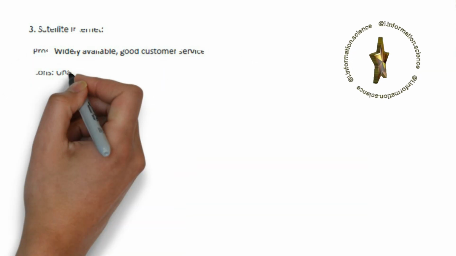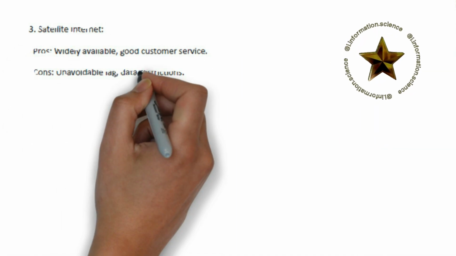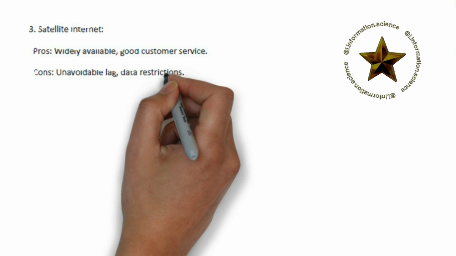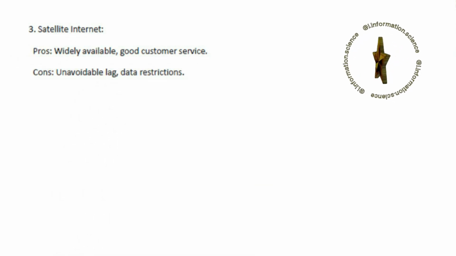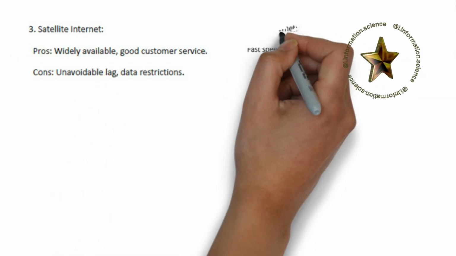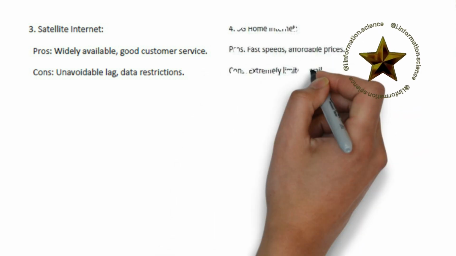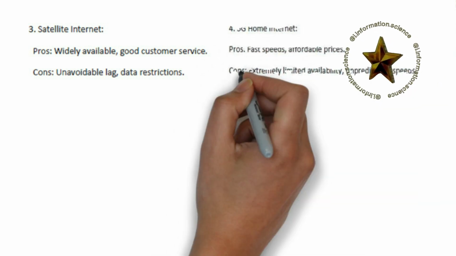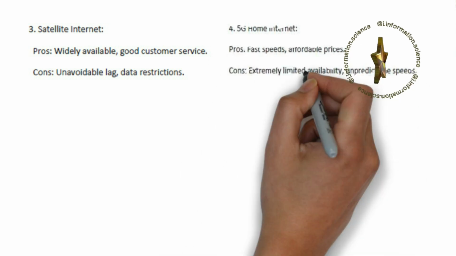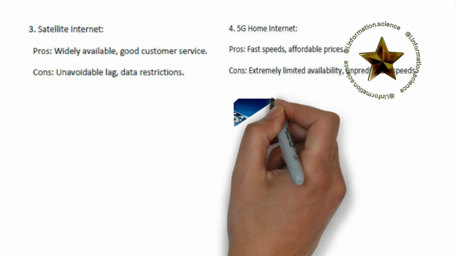Third, satellite Internet. Pros: widely available, good customer service. Cons: unavoidable lag, data restrictions. Fourth, 5G home Internet. Pros: fast speeds, affordable prices. Cons: extremely limited availability, unpredictable speeds.